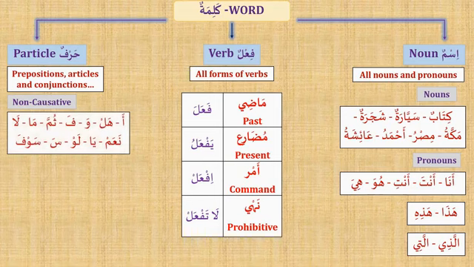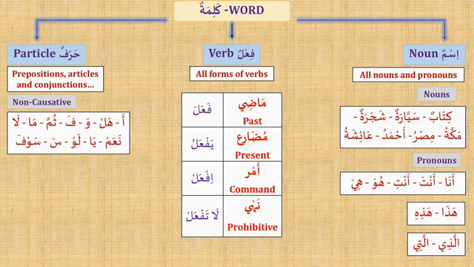Example, a, هل, و, ف, ثم, ما, لا, نعم, يا, لو, س, سوف. Some of them are question words, some of them are conjunctions, and some of them are negative particles, and some of them are future tense particles. They do not cause any changes in the following word. They don't change the last harakah of the following word at all.